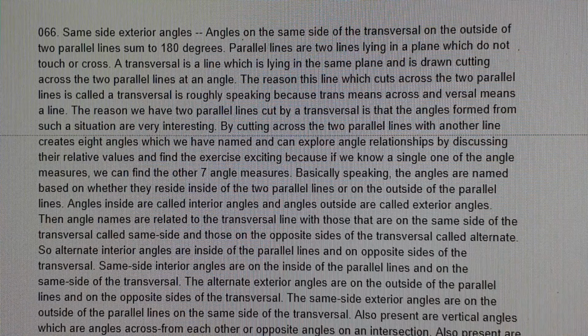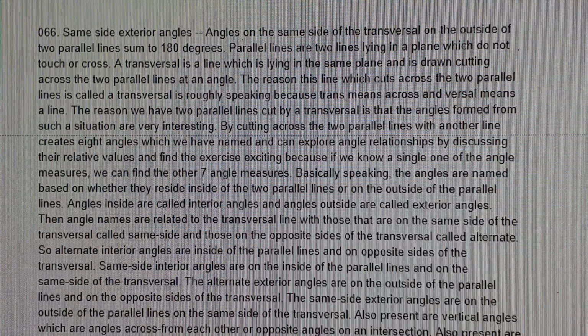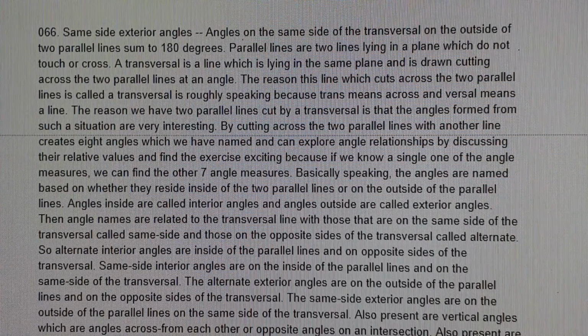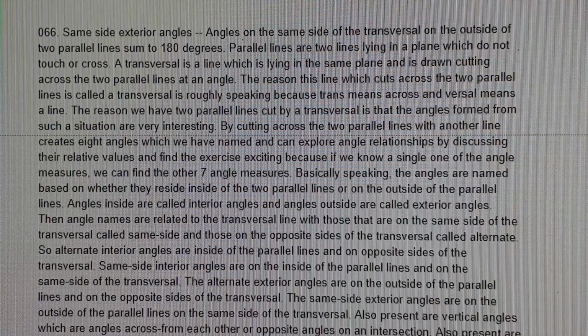and can explore angle relationships by discussing their relative values. We find the exercise exciting because if we know a single one of the angle measures, we can find the other seven angle measures. Basically speaking, the angles are named based on whether they reside inside of the two parallel lines or on the outside of the parallel lines. Angles inside are called interior angles, and angles outside are called exterior angles.